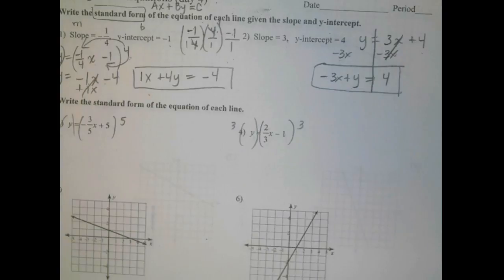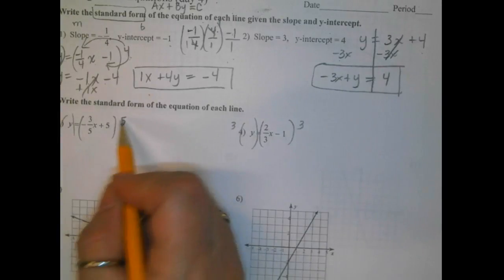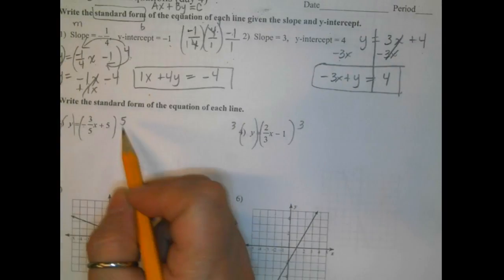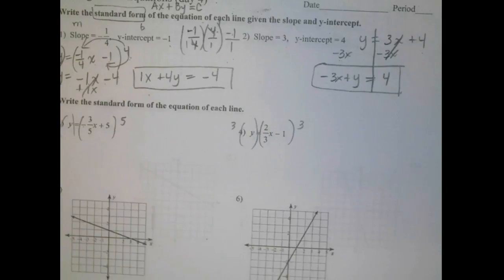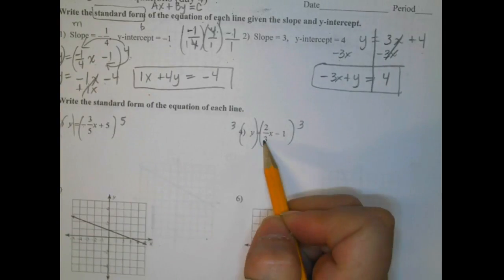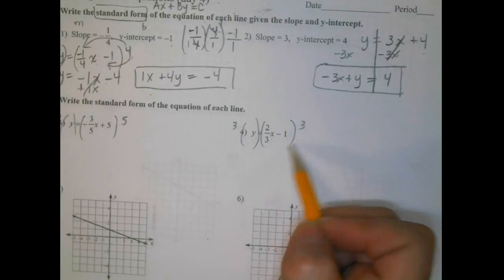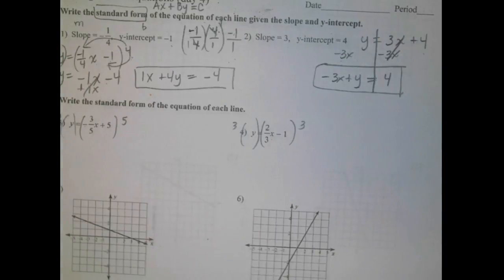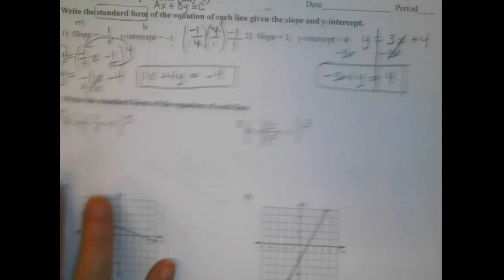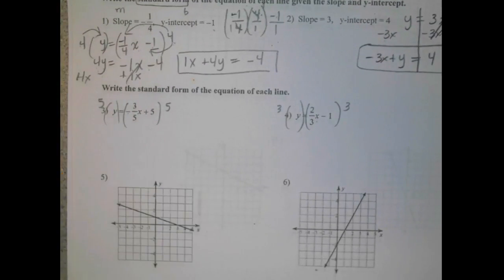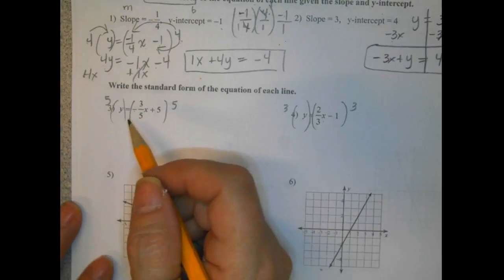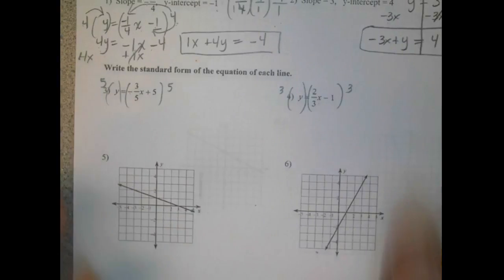Okay? Does that make sense? Okay? So these 5s are going to cancel, and I'm going to have a negative 3, and then whatever 5 times 5 is. These 3s are going to cancel. I'm going to have 2x, and whatever 3 times a negative 1 is. Okay? I'm going to give you guys about 5 minutes to work on problems 3 and 4. So most of you should already be done with at least number 3.